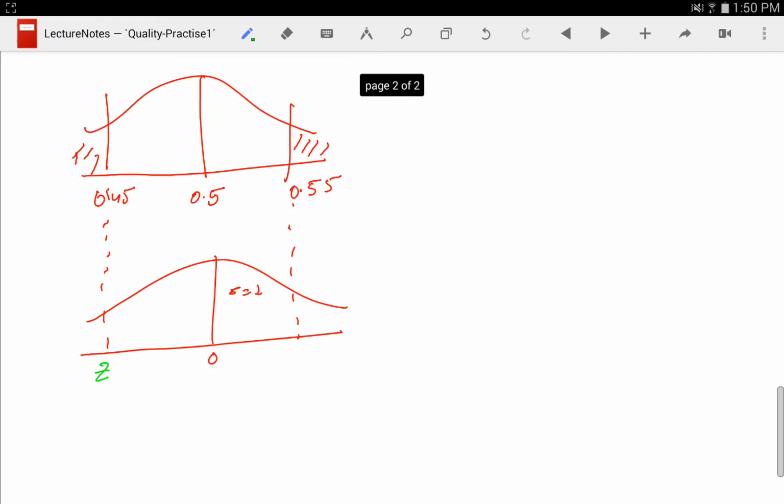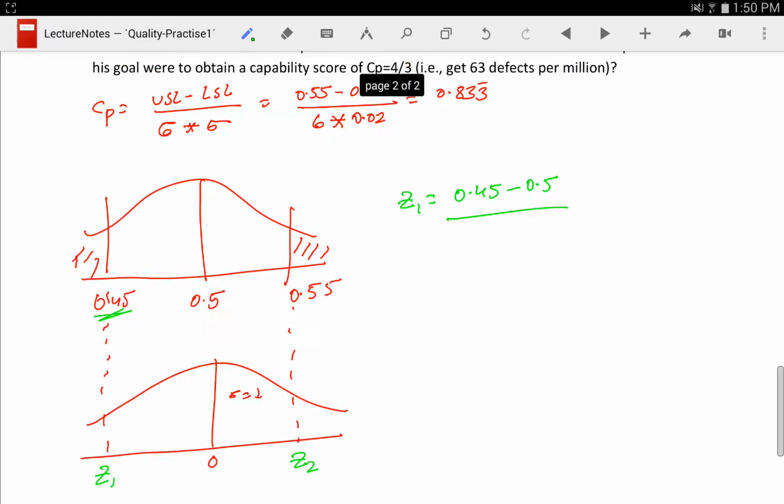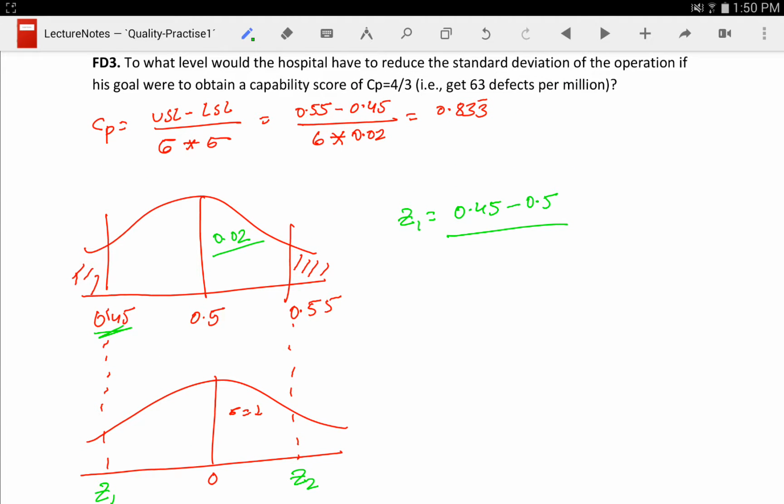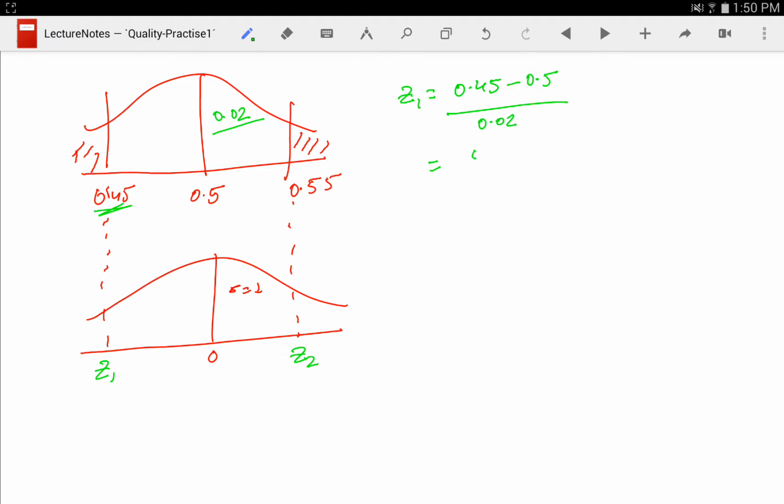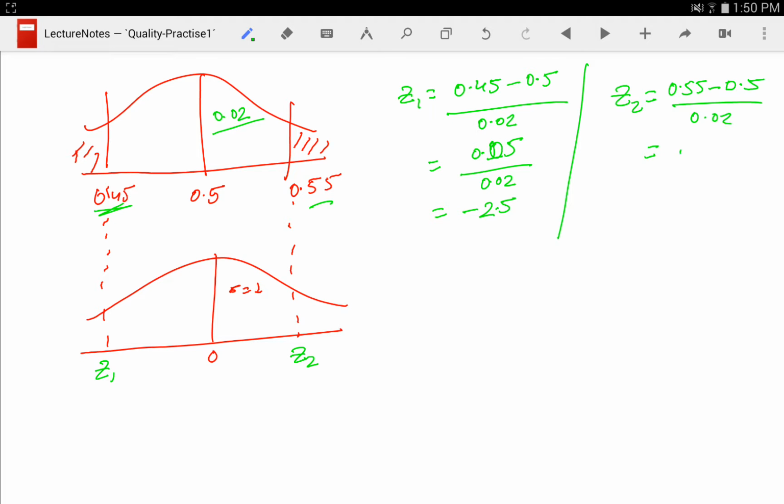Let's call these Z1 and Z2. To find Z1, we need the equivalent of 0.45, so 0.45 minus the mean 0.5, which is minus 0.05, divided by the standard deviation 0.02 comes out to be minus 2.5. Similarly, we can calculate Z2. Z2 is the equivalent of 0.55, so 0.55 minus 0.5 divided by 0.02 comes out to be 2.5.